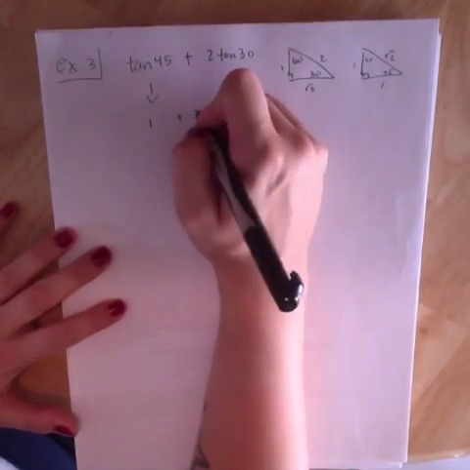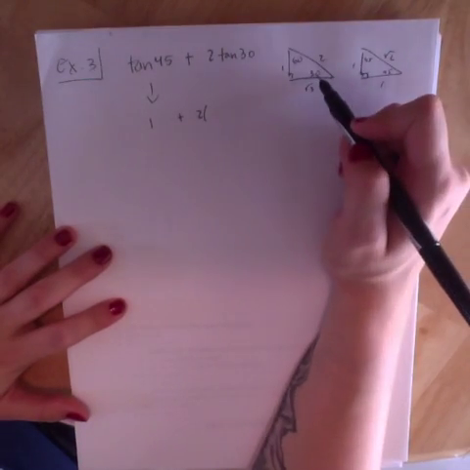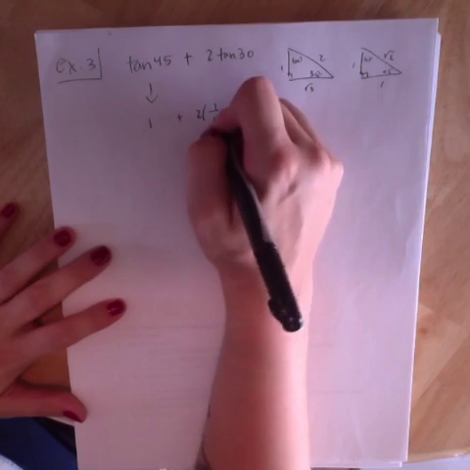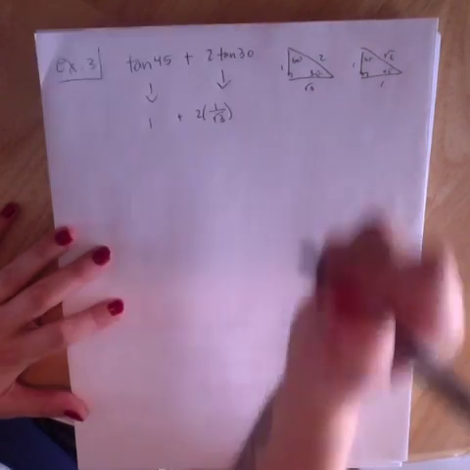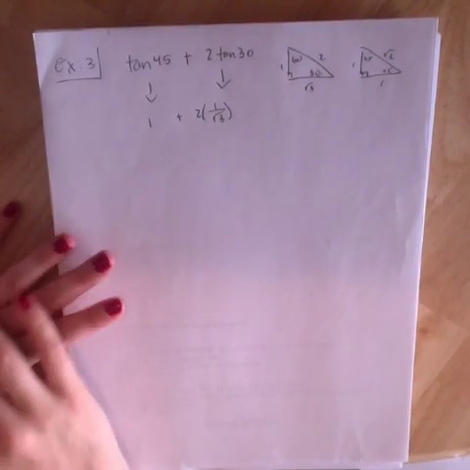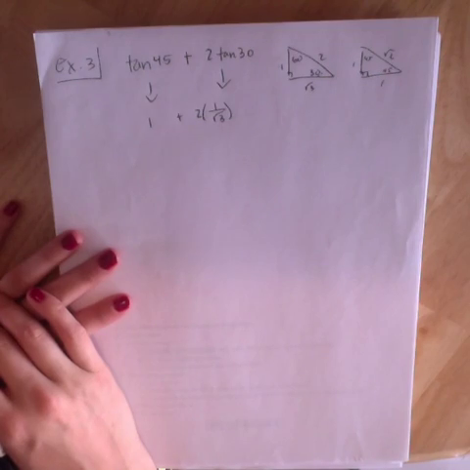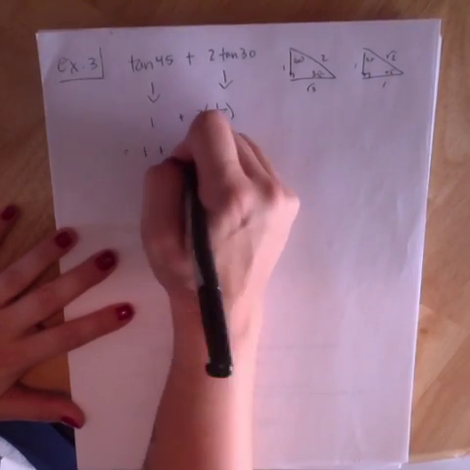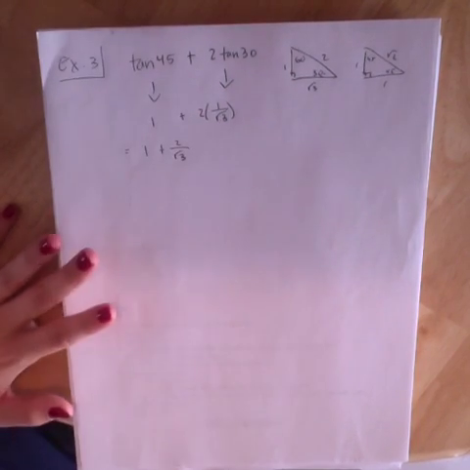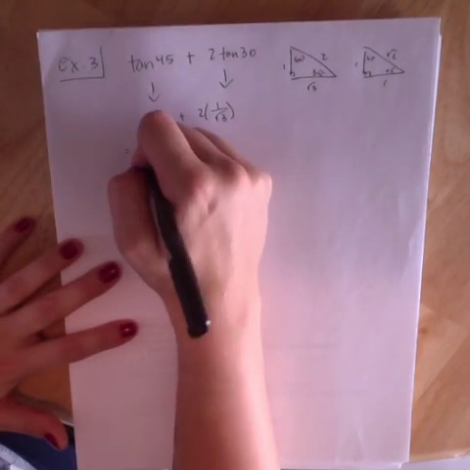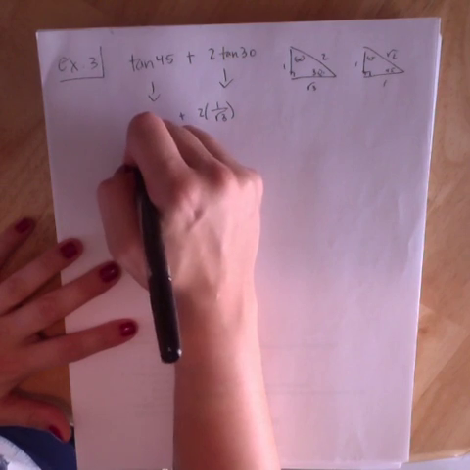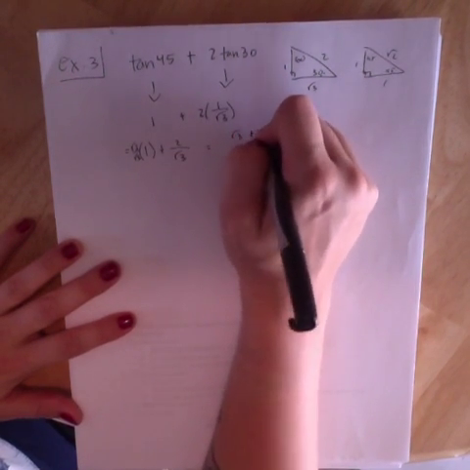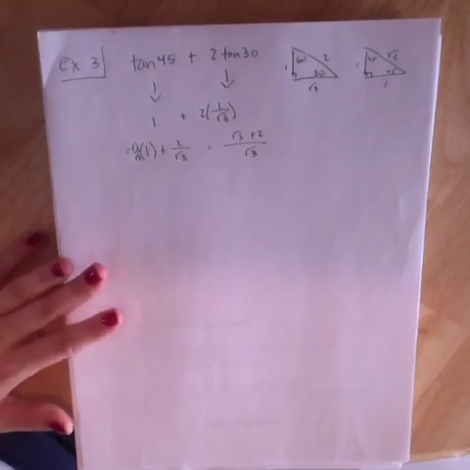The tangent of 30, I have 30 here, I have opposite over adjacent, so I have 2 times 1 over root 3. The 2 just kind of goes along for the ride. Now this simplifies to 1 plus 2 over root 3. Again, I want to combine into one fraction, so I'm going to multiply 1 by root 3 over root 3, leaving me with root 3 plus 2 all over root 3.